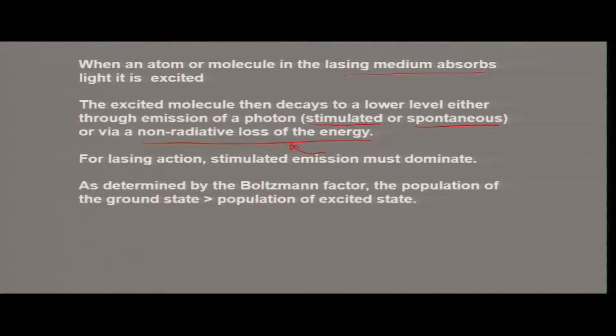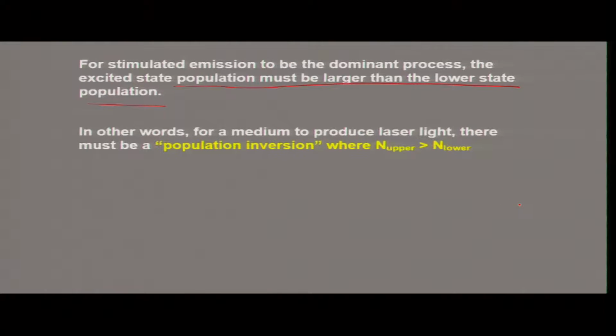As determined by the Boltzmann factor, the population of the ground state is always greater than the population of the excited state. So, typically absorption would dominate. That is the natural way of thinking of things. For stimulated emission to be the dominant process, the excited state population must be larger than the lower state population. Now, this is one of the places where it is important. In other words, for a medium to produce laser light, there must be population inversion.